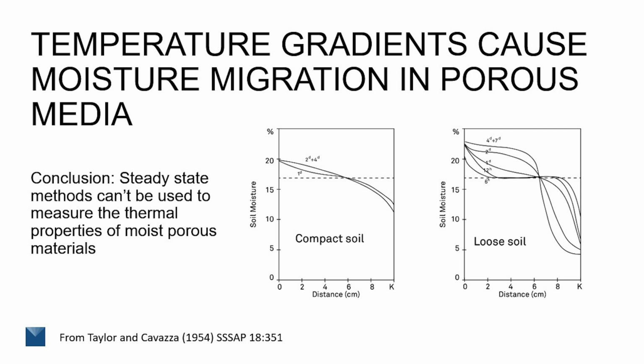Now, there are a lot of things that you could learn from these experiments, but the important point is that water will move in moist soil anytime there's a temperature gradient. And so a steady state method is pretty useless for trying to determine the thermal properties.